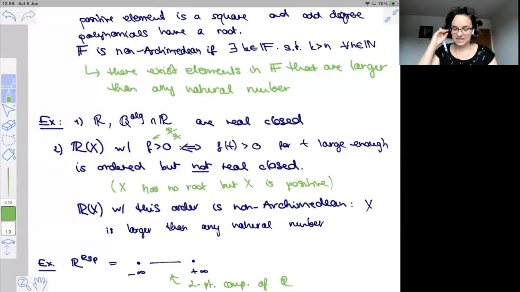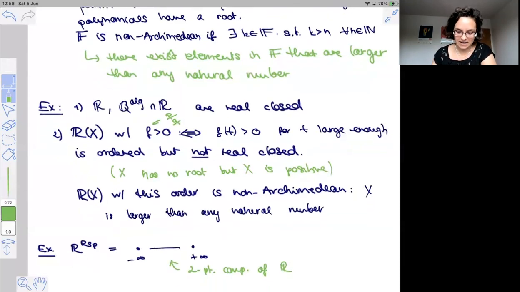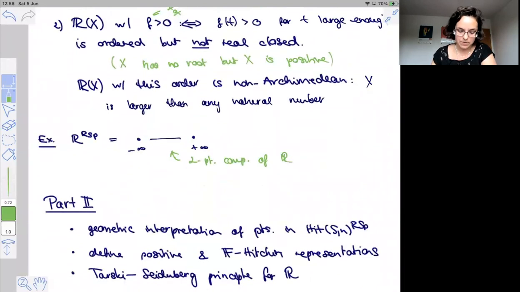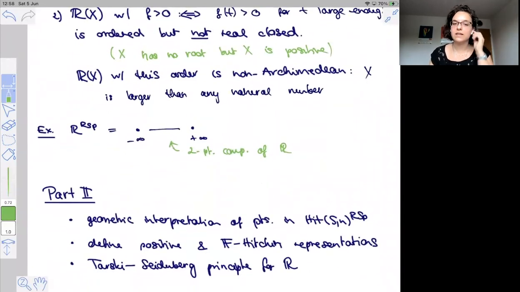Okay, and now we're at the end of the first talk. And if you have questions, you can come to the office hours and look at the second talk, and let me advertise this. So what are we gonna do in part two? In part two, we're gonna look at a geometric interpretation of the points in the real spectrum compactification of the Hitchin component. In particular, we're gonna define positive and F-Hitchin representations. So these F are going to be real closed fields, different from R. And we're going to talk about what is the Tarski-Seidenberg principle for R.